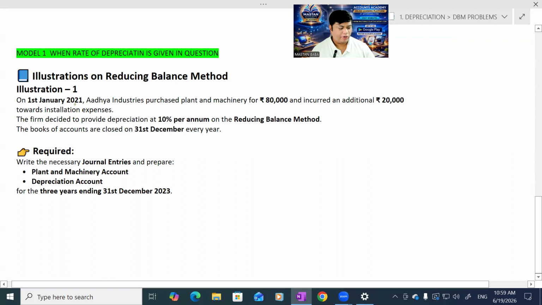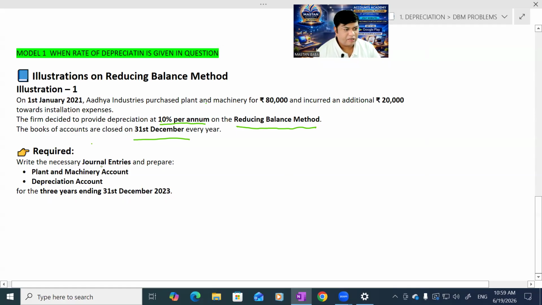On 1st January 2021, Adya Industries purchased plant and machinery for 80,000 and incurred an additional expenditure of 20,000 towards installation expenses. The firm decided to provide depreciation at the rate of 10% per annum. Under which method, dear students? They are asking under the reducing balance method. The accounts are closed on 31st December every year, which means they are following the calendar year. The calendar year always starts from 1st January and ends on 31st December.